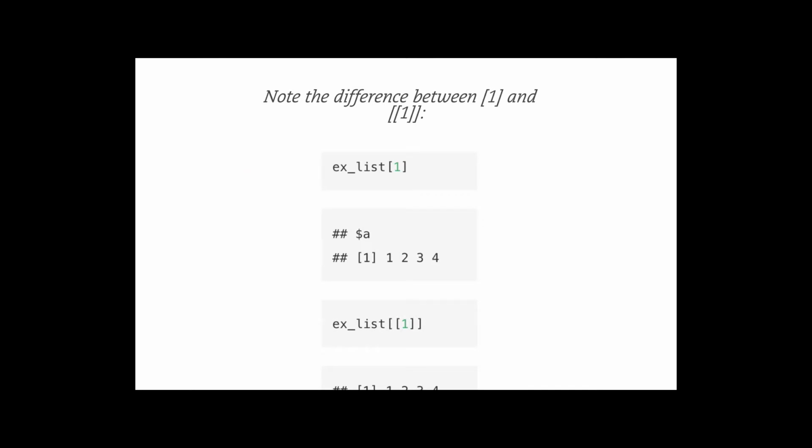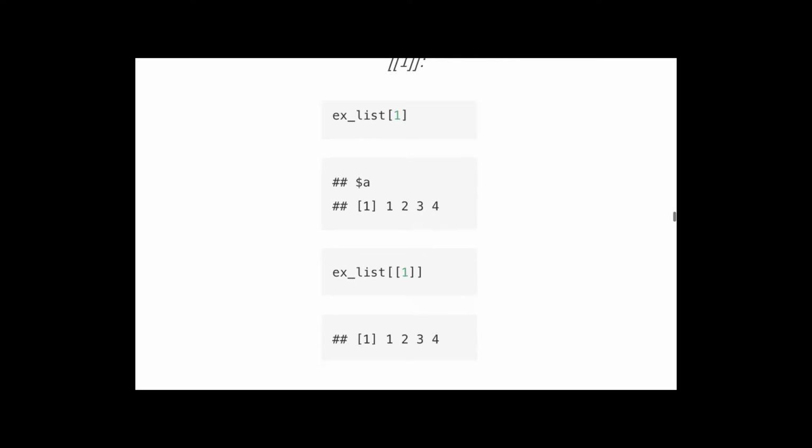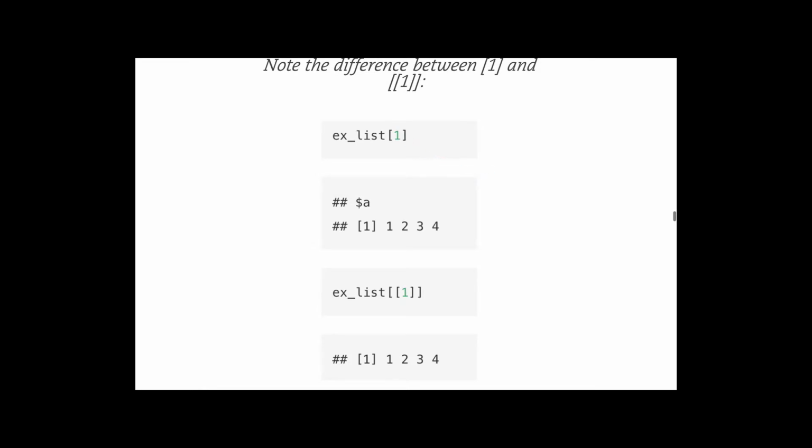What is the difference between a single square bracket and a double square bracket? It's very simple if you look at the examples. In the first case, we're extracting the first element, and we're obtaining a lot of things. Consider it like metadata with the element of the list. We know it's named a, and we know it has a numeric vector.